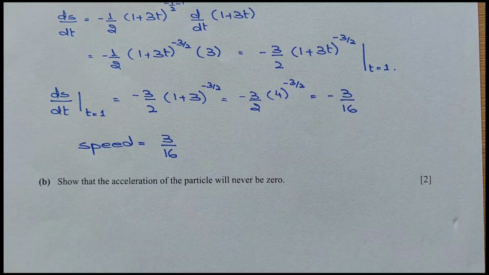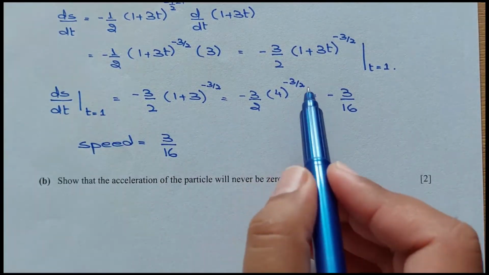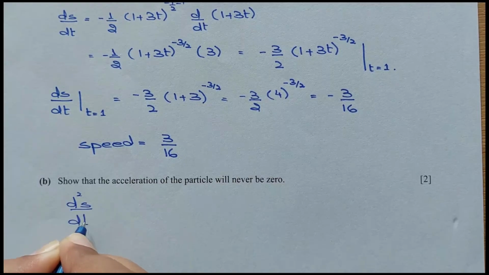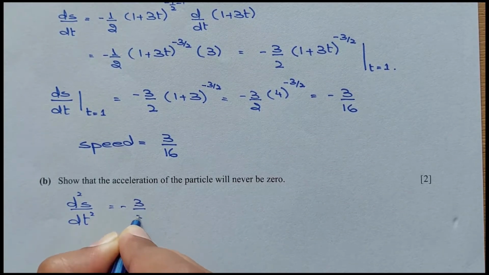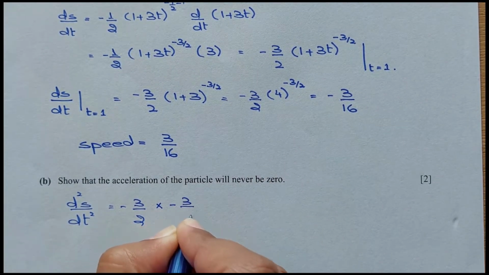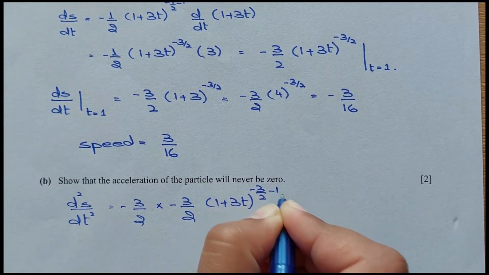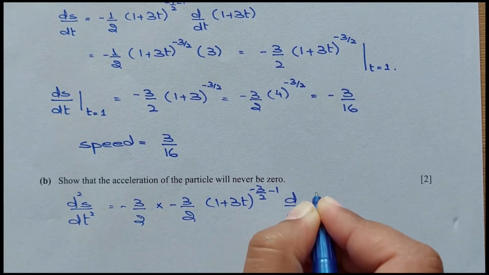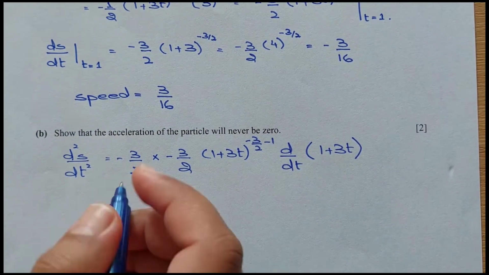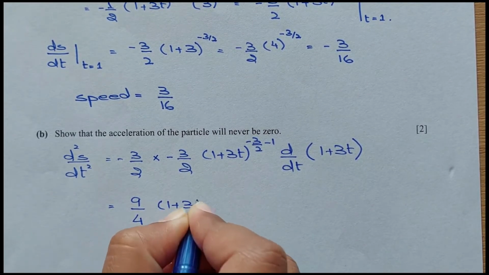It means we have the speed now. To get the acceleration, we need to take the second derivative. So we have, this is the speed function, right? So we need to find d2s over dt square. So minus 3 by 2 is outside. Now this is the function we have, taking its derivative using the power rule again: power, the base function to the power minus 1, and the derivative d over dt of the base function, that is 1 plus 3t. Right. So we have 3 times 3 is 9, 2 times 2 is 4, and 1 plus 3t.